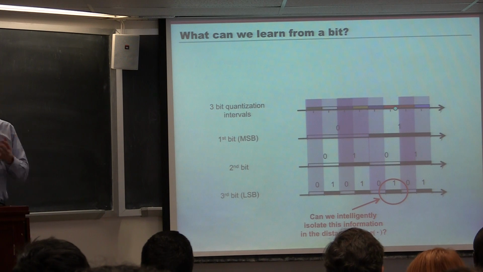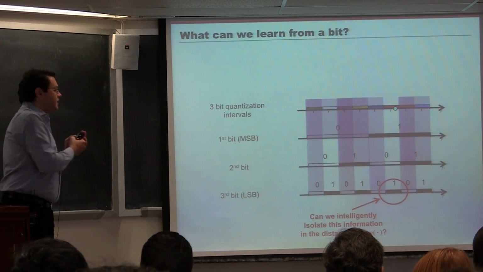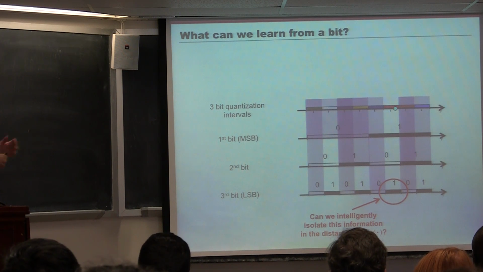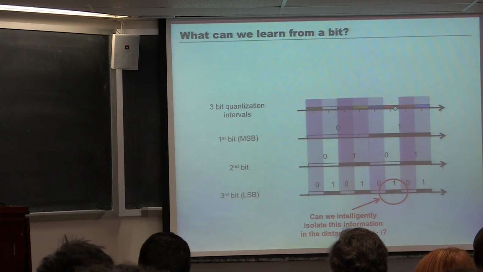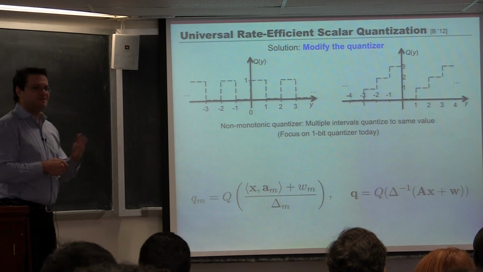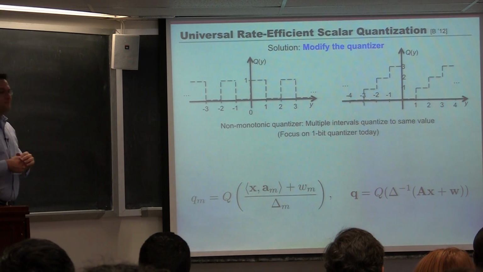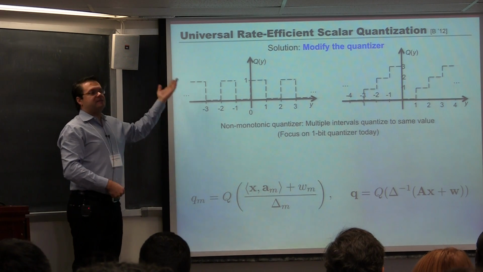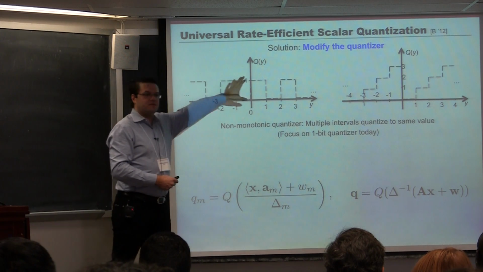Okay? So my question is, can I isolate this information in an intelligent way in the distance map? And the answer, of course, as I said, I wouldn't be giving a talk if the answer is no. The answer is yes. And the solution is to modify the quantizer, in an, in hindsight, obvious way: just keep the least significant bits.